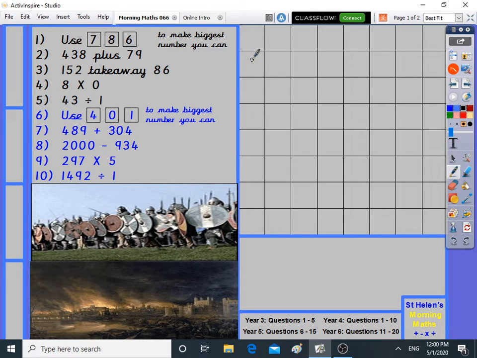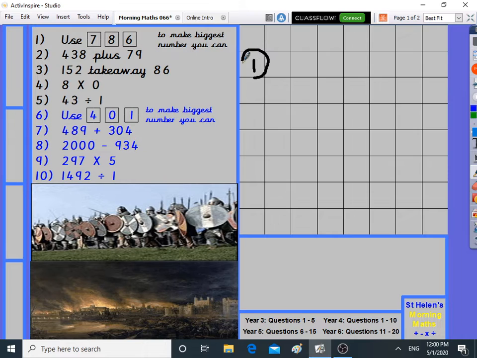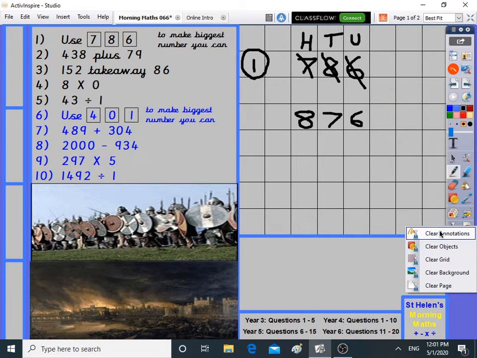And you can see I've got a couple of historical pictures up, which I'll talk about later on. So question 1. Use 7, 8 and 6 to make the biggest number you can. 7, 8, 6. So units, tens and hundreds. So we want to make the biggest number we can. We want to put the 8 at the front, biggest number at the front. Done that. Then the 7, done that. Then the 6, done that. That's the biggest number we can make, 876.